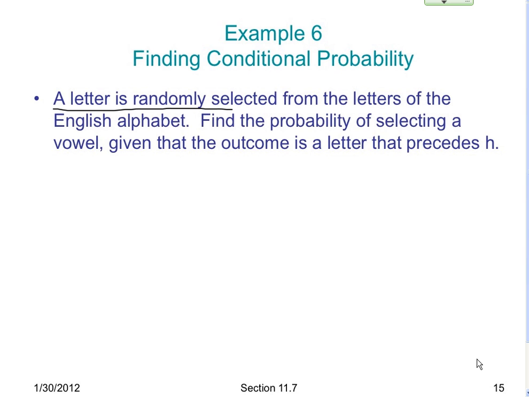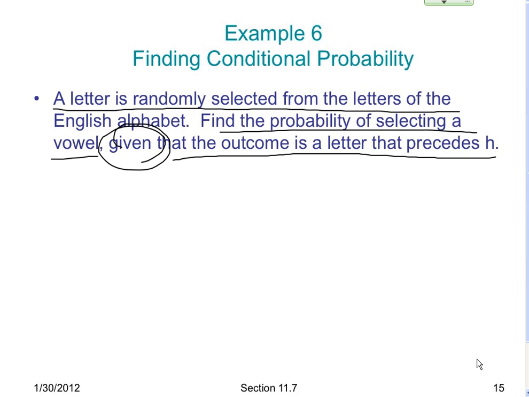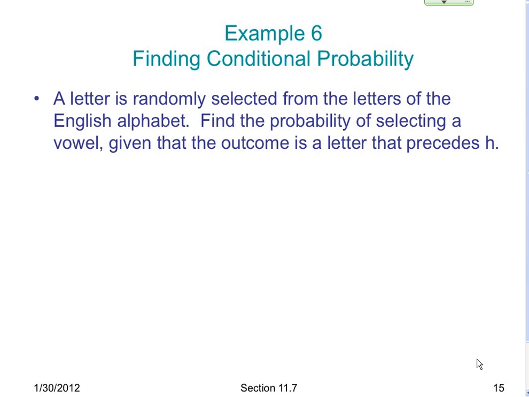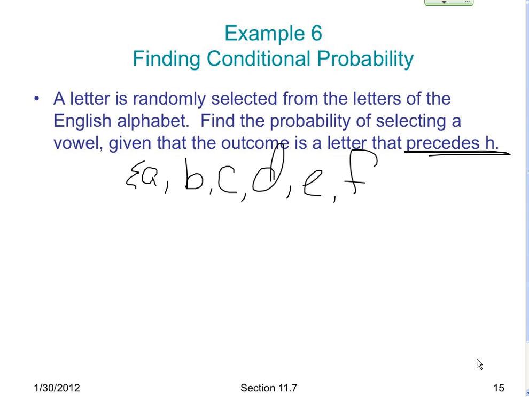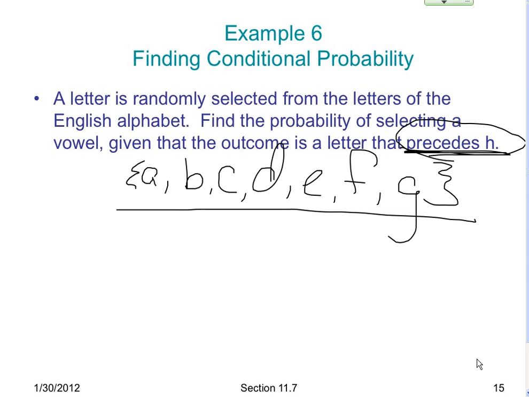A letter is randomly selected. Find the probability of selecting a vowel given that the outcome is a letter that precedes H. So the given, that's what we have to restrict to. The only thing we can look at is the letters that precede H. So the only thing we have to look at is A, B, C, D, E, F, and G. Given that the outcome is a letter that precedes H, these are the only letters that are before H. So how many are there?